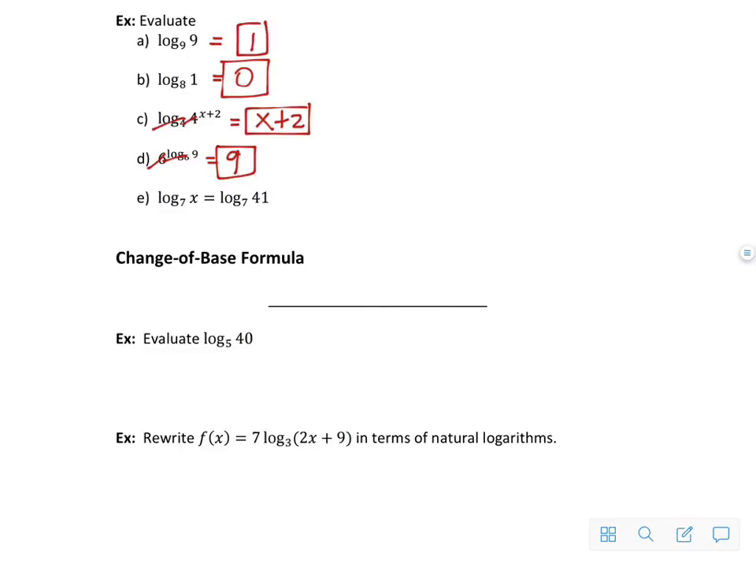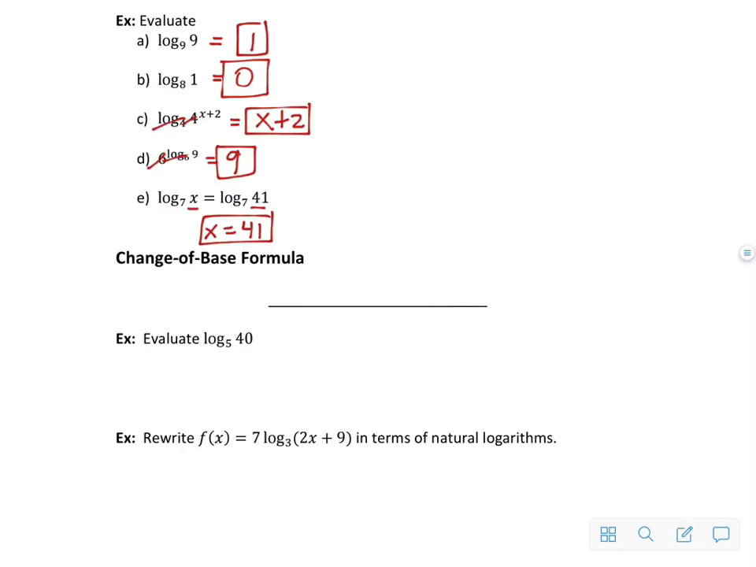Example E is the final example from the last property that says when you have the same log on both sides, you can essentially cancel them out. What you end up with is the fact that x has to equal 41. So for very simple logarithm equations, we can solve them by getting a log equal to a log, and then by property 4, the logs simply cancel out.